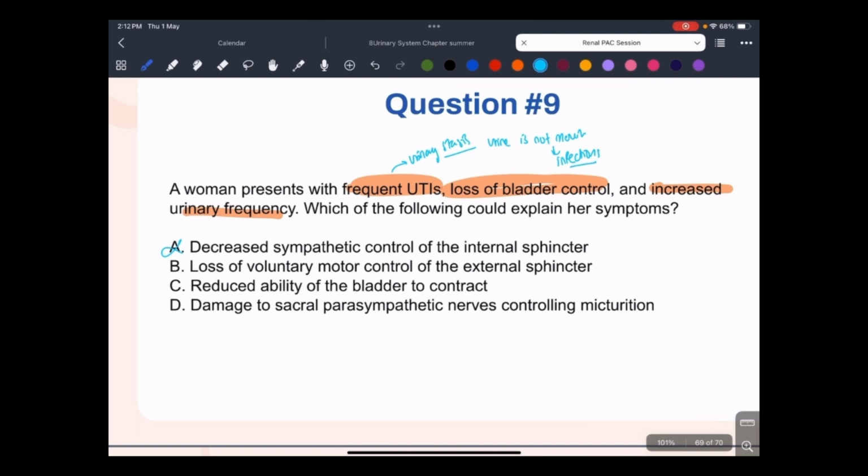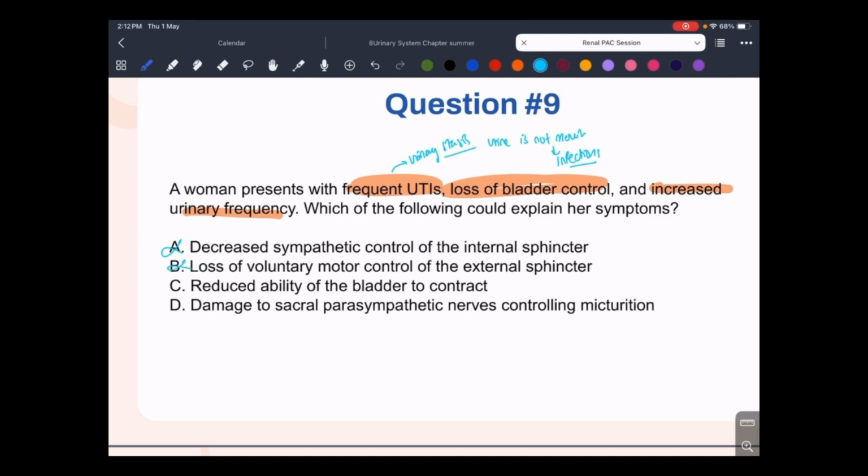B. Loss of voluntary external sphincter control. Let's recap. What do we do with the external sphincter? We voluntarily hold it to keep the urine in. Its loss, again, will not cause these symptoms. It will cause urge or stress incontinence, but it does not explain the UTIs because the bladder will still empty, and it does not increase the frequency. So let's continue. It's not B.